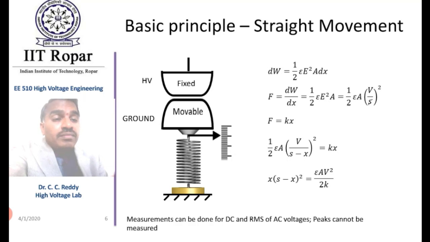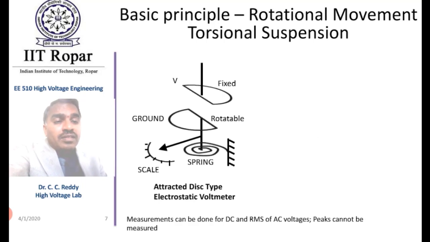Now let us erase this, and then let us go to the other kind of electrode where a torsional spring is given. This is the torsional spring, and let us see how it moves. This is how it moves in the electric field.